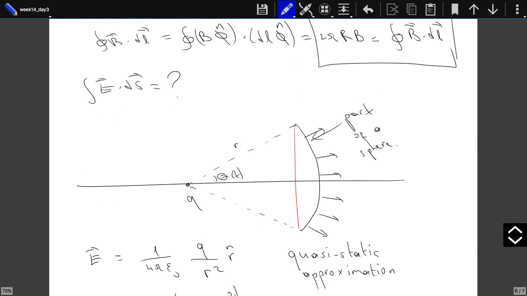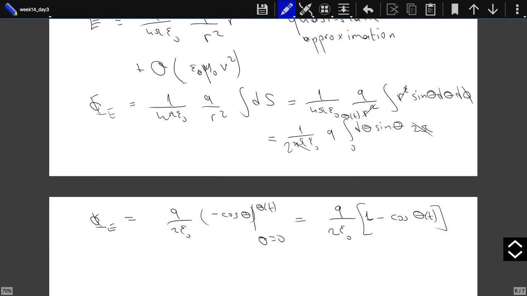What is cosine of theta of t? Well, it is this length over r. Here I know r. So this length is the square root of small r squared minus capital R squared. But you see, I would rather keep that length and call it, let's say, L. So the flux is q over 2 epsilon 0 times 1 minus L over square root of L squared plus R squared.